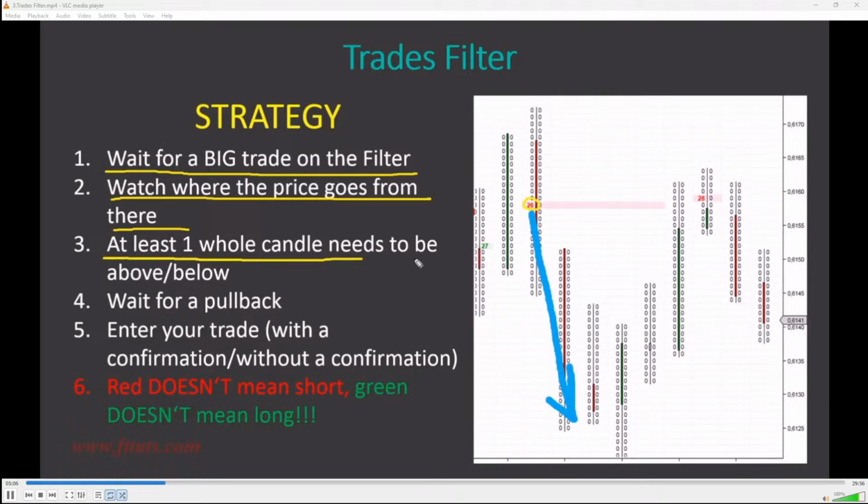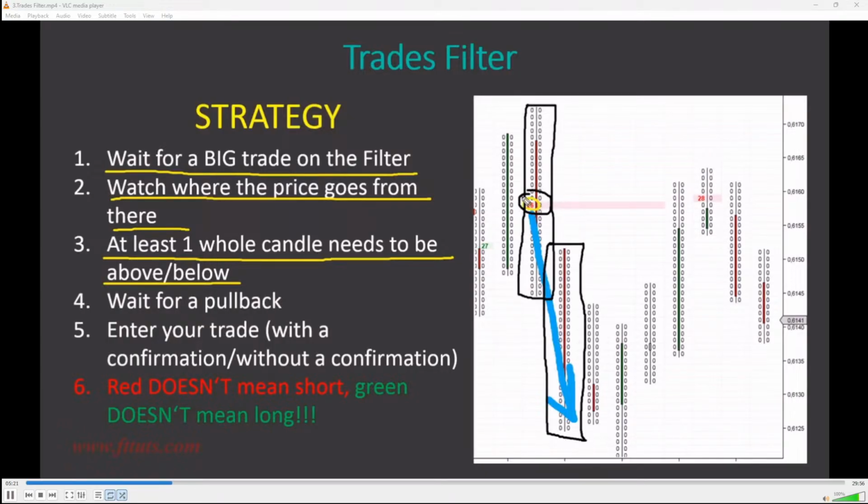Now there is a condition. At least one whole candle needs to be above or below this number. So in this case, this is the candle where the number formed. This is the 26, the big number. And this is the first candle which is below this 26, all right? So as this candle formed, this condition was met. Then also those candles were below this number. But you only need one candle below or above.